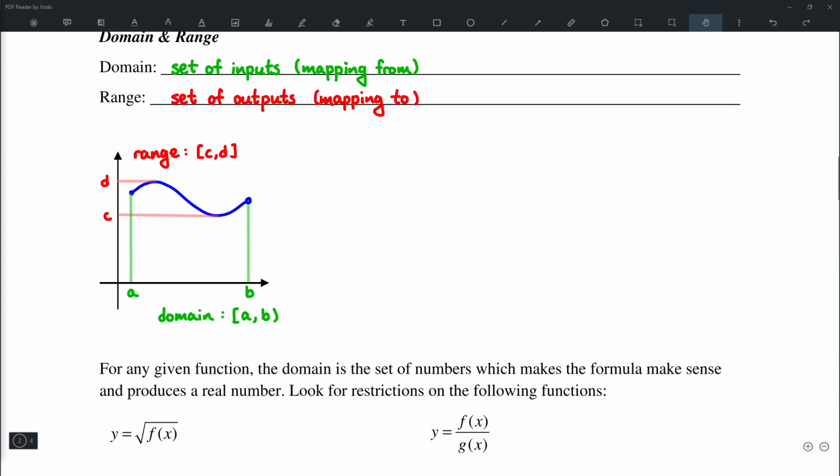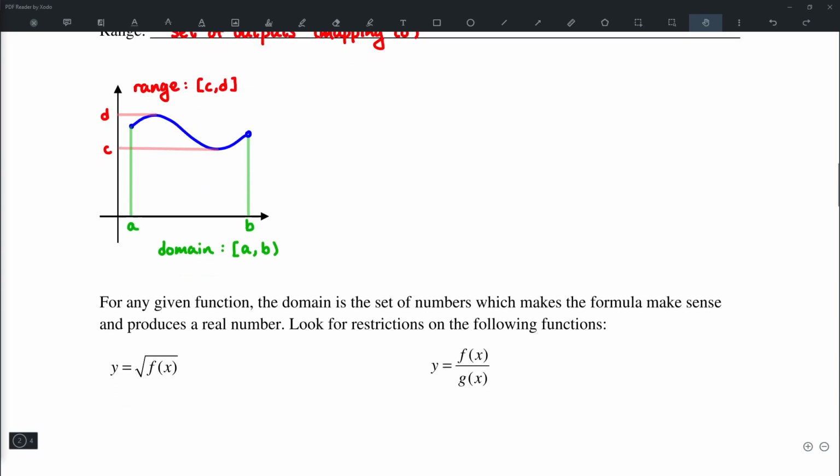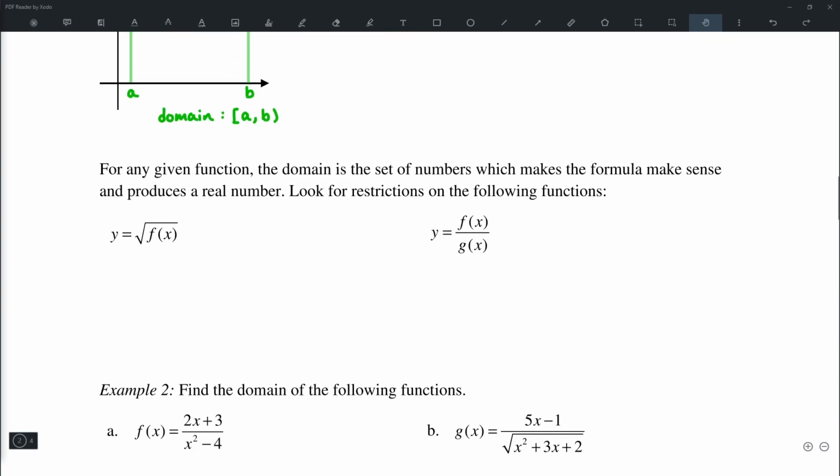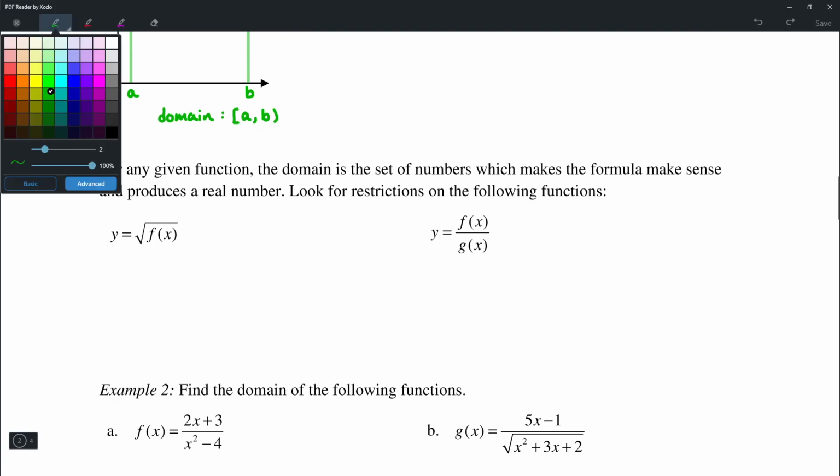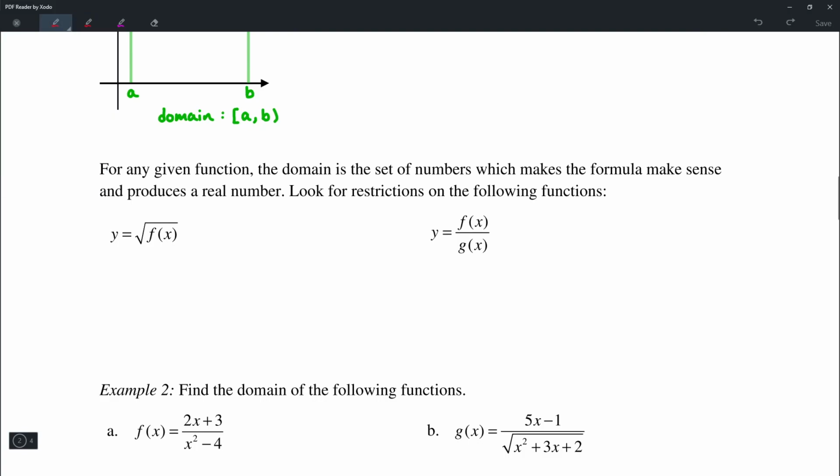Okay, so next we're going to look at domain and how domain restrictions work just a little bit. In our first example, we have y equals the square root of f of x, and that means that f of x must be greater than or equal to 0, whatever f of x happens to be. In the second example, we have y is equal to f of x over g of x. Now, since g of x is in the denominator, g of x cannot be equal to 0. So those are generally the kind of restrictions on the domain that we've been looking at for functions.